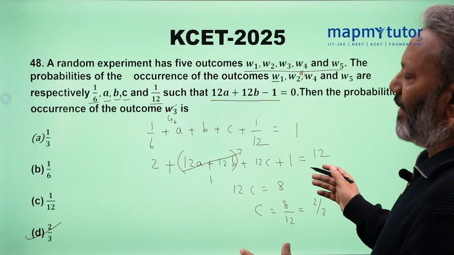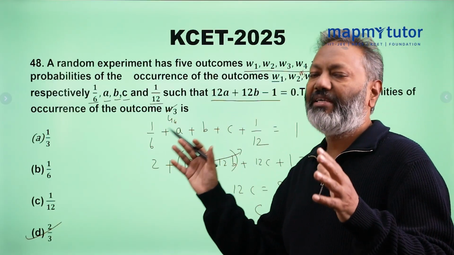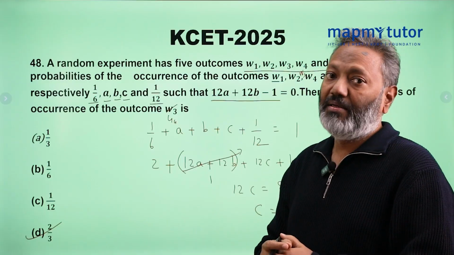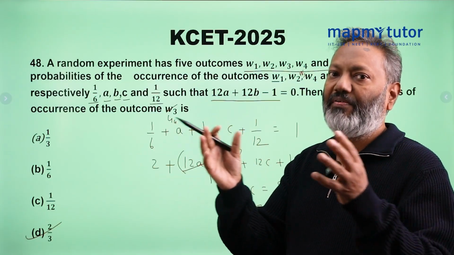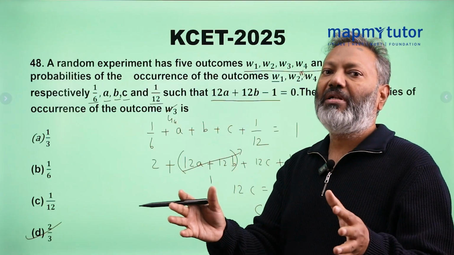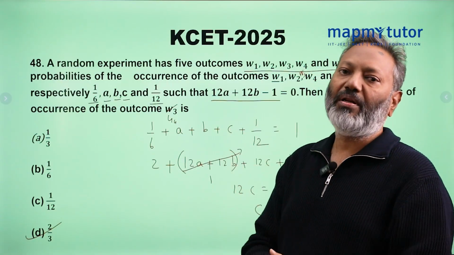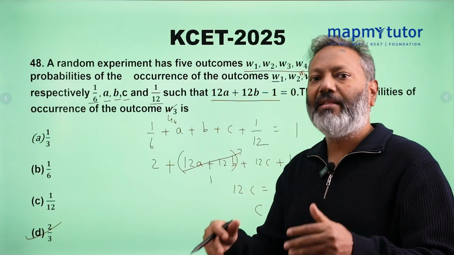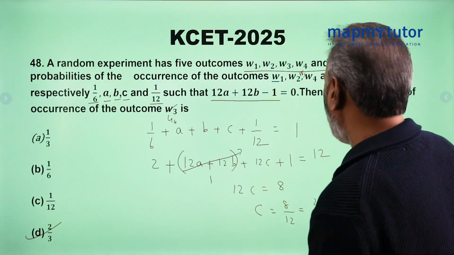And therefore, here I use the exhaustive events concept. What is that? If all the exhaustive events are given, the sum of their probabilities must be equal to 1, because there cannot be any other possible event.